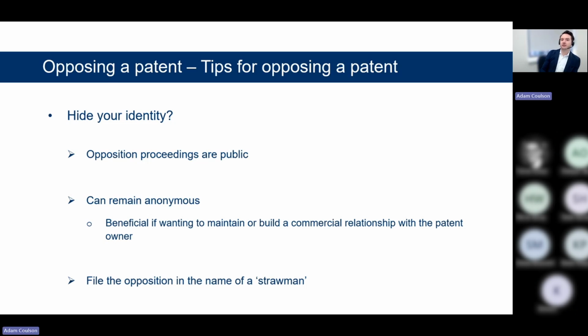If you wish to remain anonymous during the opposition proceedings, perhaps because you do not want the patent owner to know that you are opposing their patent, or because you may wish to maintain or build a commercial relationship with the patent owner, then there is the option of filing the opposition in the name of a straw man. This means asking another party to file the opposition on your behalf, so their name appears on the formal opposition documents and not yours. It is likely that if a patent owner knows you are opposing their patent, then the possibility of any future relationship being built is near zero. So, filing the opposition via a straw man is a good way of mitigating the risk of the patent owner finding out that you are behind the opposition.